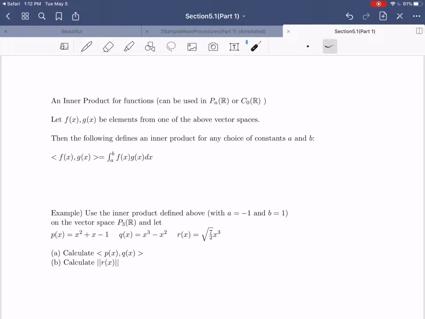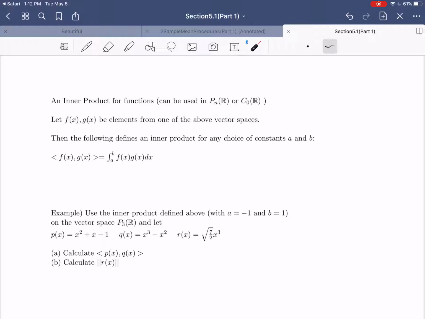It turns out that a very common inner product for functions can be used when you're working in polynomial spaces or in any of the spaces of continuous functions or functions that have infinite derivatives. Notationally, I just wrote C0 of R, which is the set of all continuous functions. But keep in mind, inside of the set of all continuous functions are all the ones that have one derivative, two derivatives, all the way to an infinite number of derivatives. So you can use this inner product for any of those functional vector spaces.